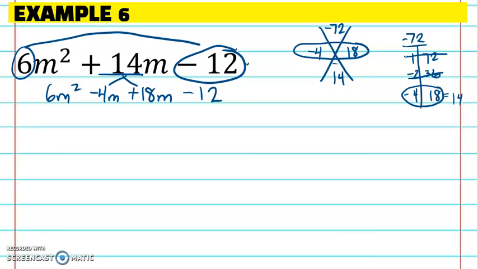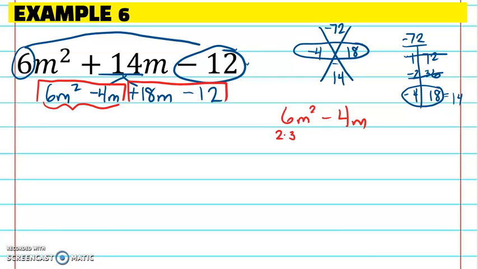Now I have my 4 terms. Group first 2, group the last 2, and we factor. So 6m squared minus 4m. I'm looking, okay, biggest common factor of 4 and 6 is 2. So this is going to be 2 times 3 times m times m. Negative 4m is going to be 2 times negative 2 times m.